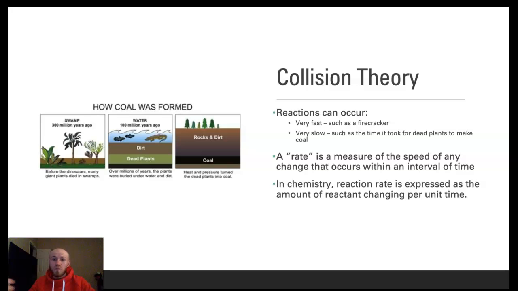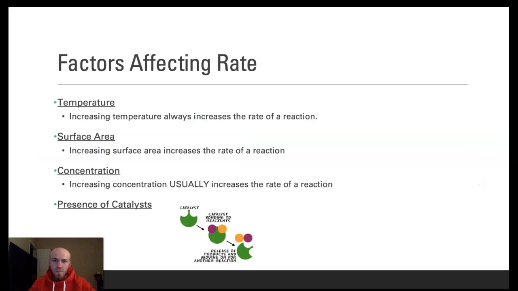A rate is a measure of the speed of any change that occurs within an interval of time. In chemistry, we think about the amount of reactant changing per unit time. Factors affecting the rate: first, temperature. An increase in temperature always increases the rate of the reaction. With temperature, the particles are moving faster, right? With faster particles and greater kinetic energy, we can get to those effective collisions.